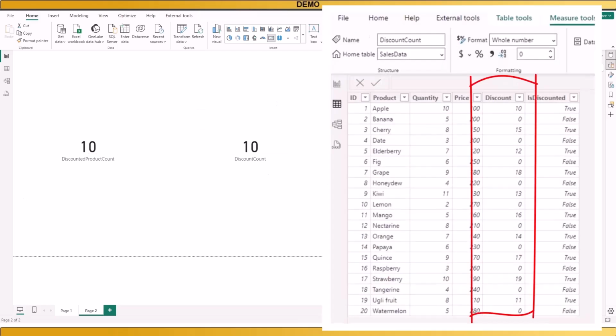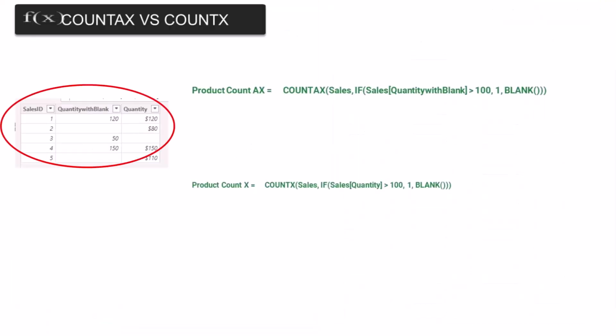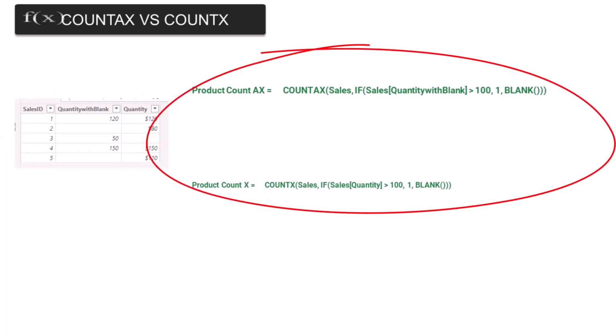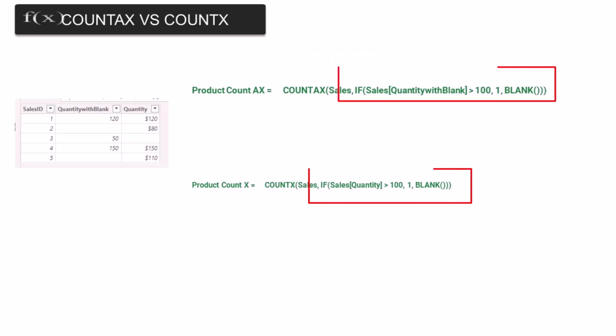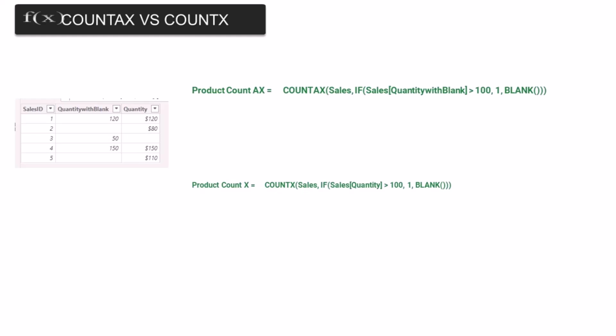Now let's create another example using different data samples. Let's assume this table as our example and the syntax that we'll use in this demo. These two formulas will count the number of products in the sales table with a quantity greater than 100. The IF function checks each row to see if quantity is greater than 100. If true, it returns 1. Otherwise, it returns blank.